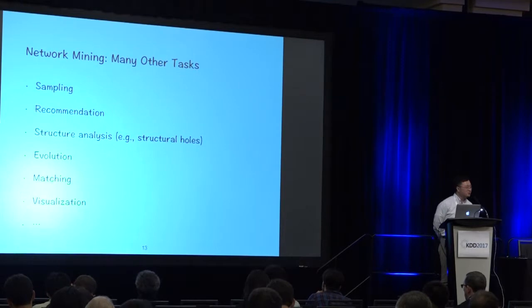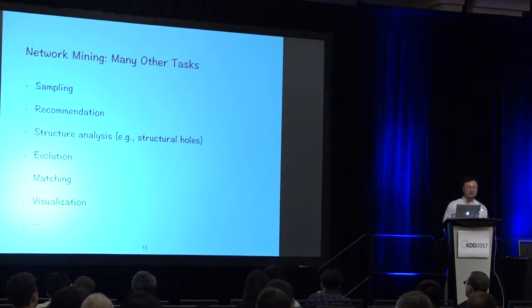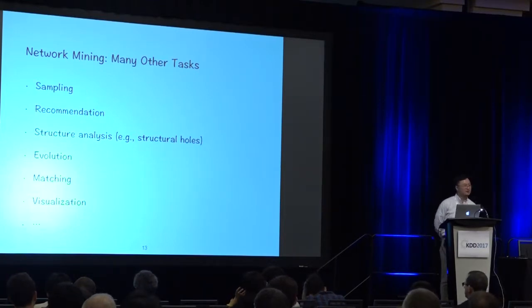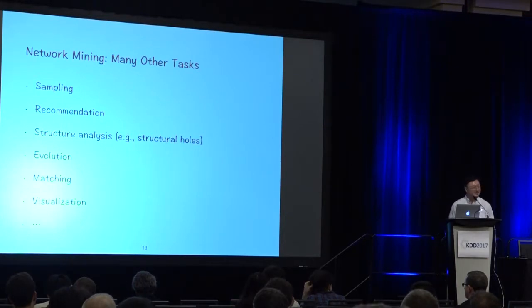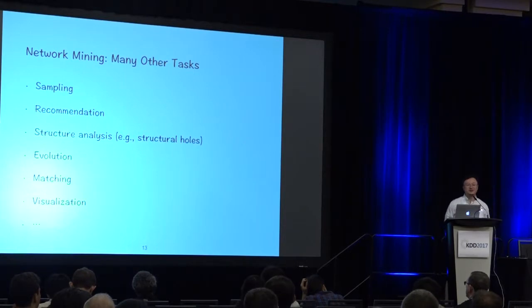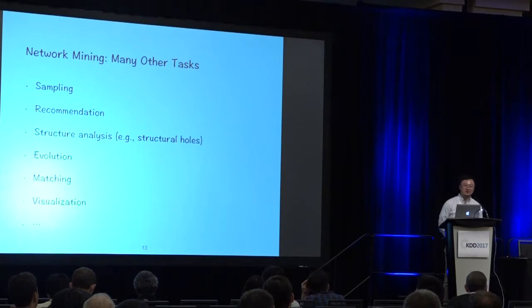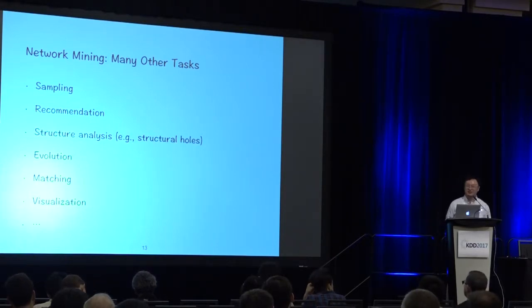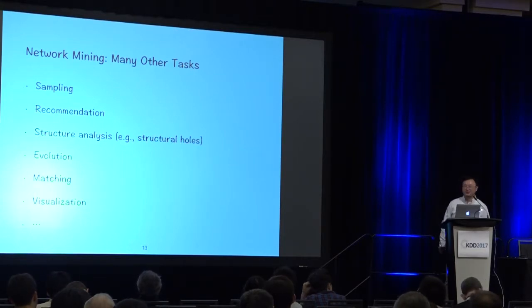We also care about the evolution of networks. We care about the evolution of the KDD community in the past 20 years, right? And we also care about matching. As you know, you use Facebook, you use Snapchat, you use many different other networks. Can we actually match the nodes in one network to the nodes in another network? We also care about visualizations of networks, not just to visualize networks per se, but to visualize big data through the construction of networks. So we will touch some of these tasks later in this talk.